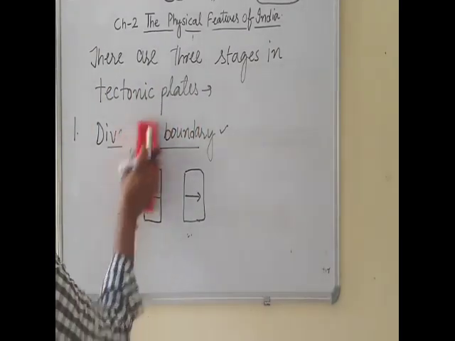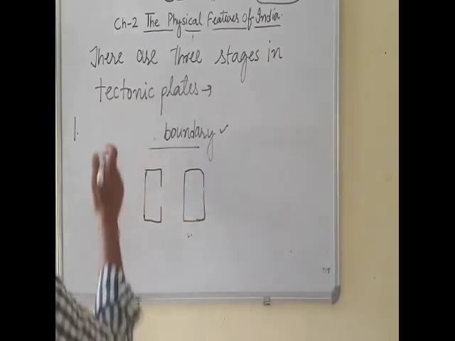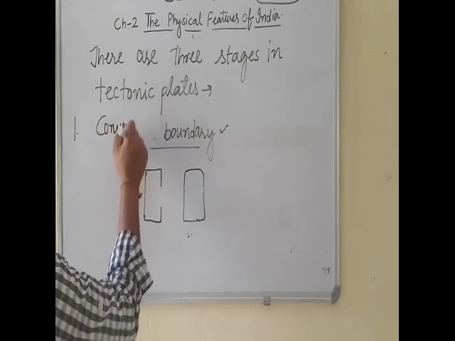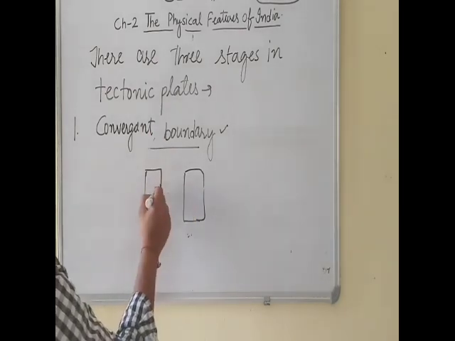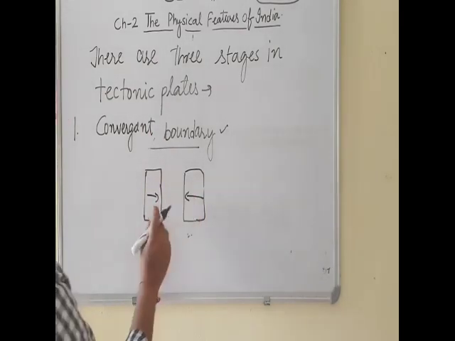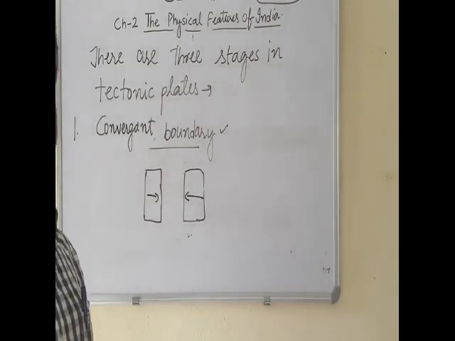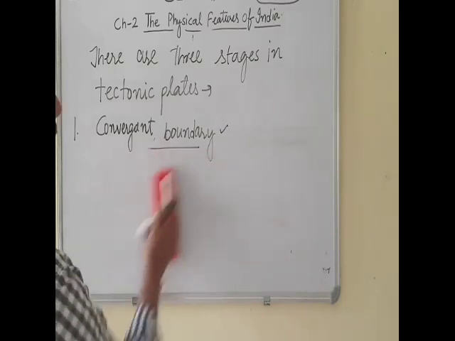Next is convergent boundaries. Okay, convergent boundary means when the tectonic plates collide with each other. When the tectonic plates collide with each other, टकराती हैं. ठीक है, clear?